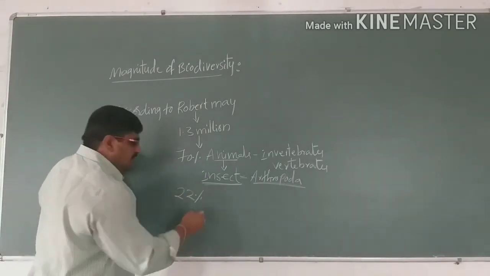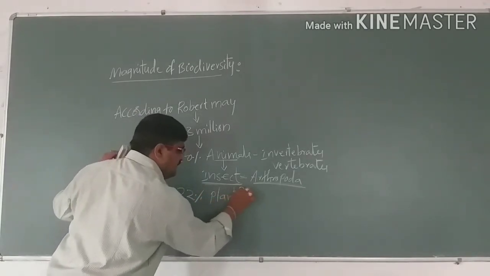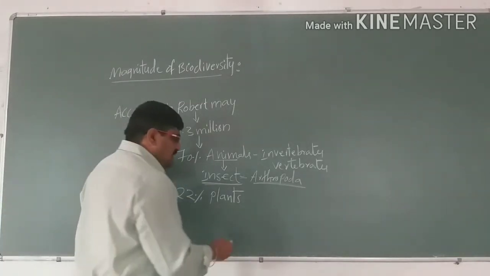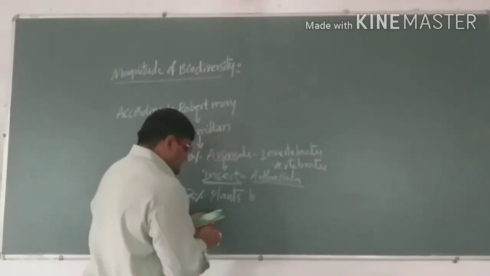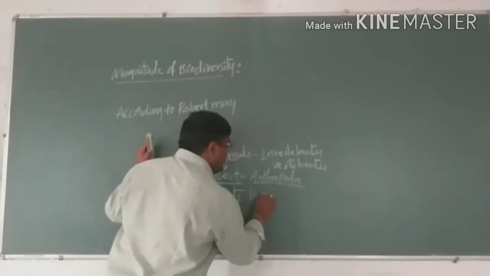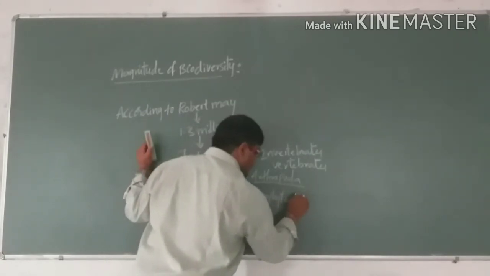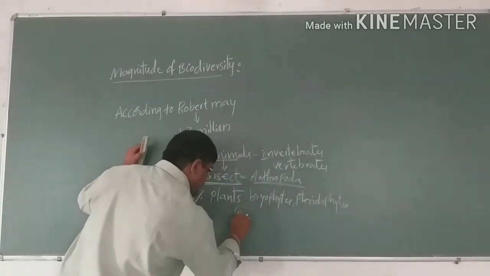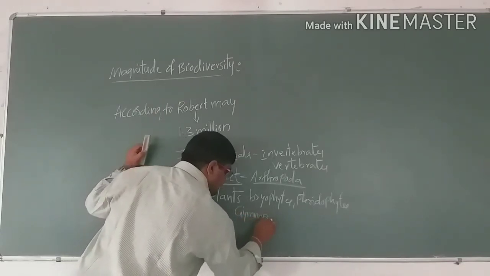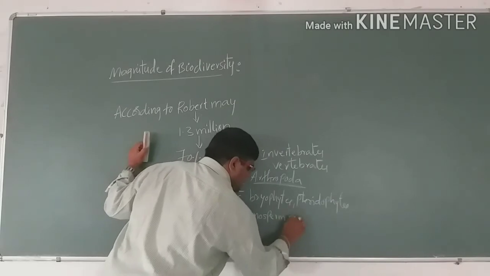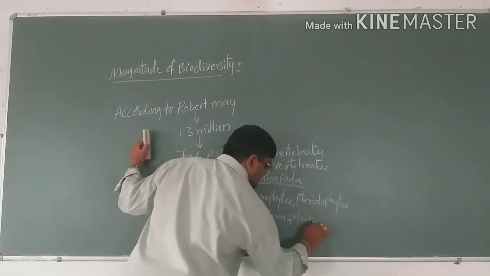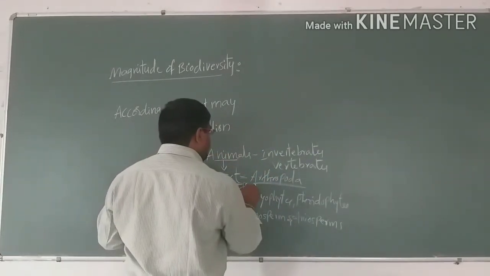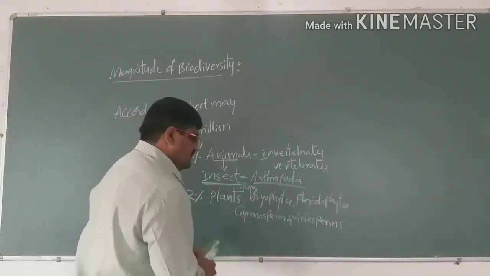Also, 22% are plant species. The plant species include the bryophytes, pteridophytes, gymnosperms, and angiosperms. Fungi are also present, where we have fungi, bryophytes, pteridophytes, gymnosperms and angiosperms.